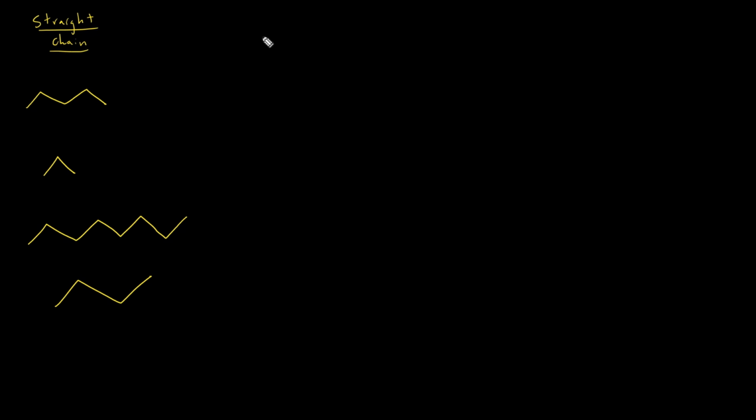But we could also have branched alkanes. Branched alkanes are going to be the ones where we have what we call side chains. So 1, 2, 3, 4, 5. That's a pentane. But if we draw an extra CH3 coming out of it, it is now a branched alkane.